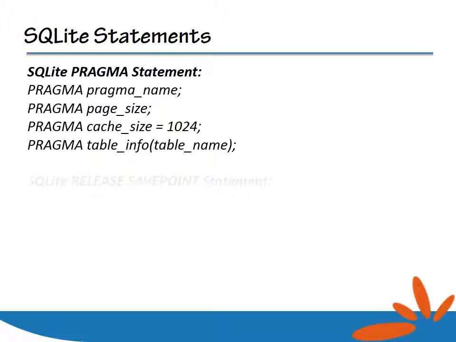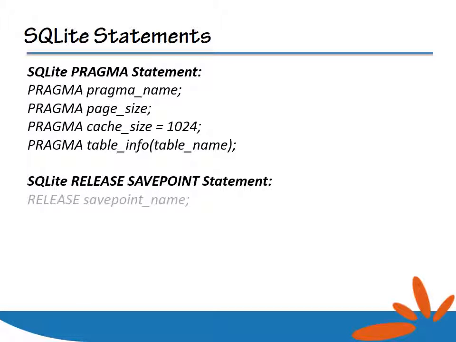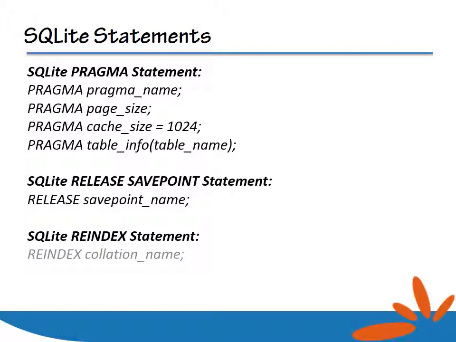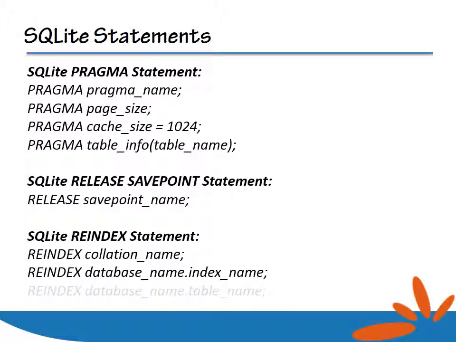The next one is the SQLite RELEASE SAVEPOINT statement. The code is RELEASE SAVEPOINT savepoint_name. This code literally backtracks a particular file in the database. The next one is the SQLite REINDEX statement. The code is REINDEX collation_name, or REINDEX database_name.index_name, or REINDEX database_name.table_name.